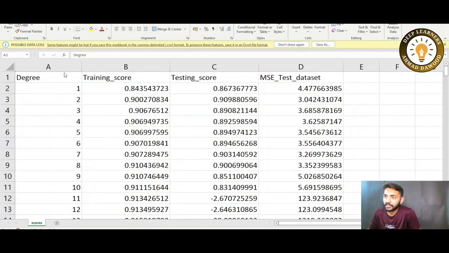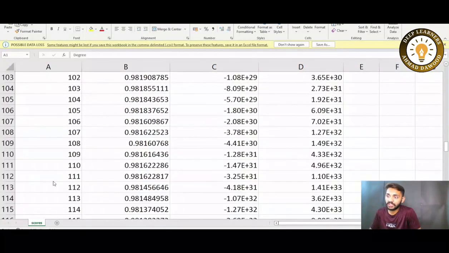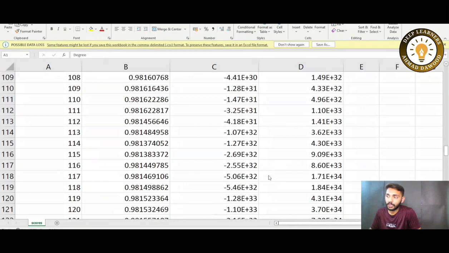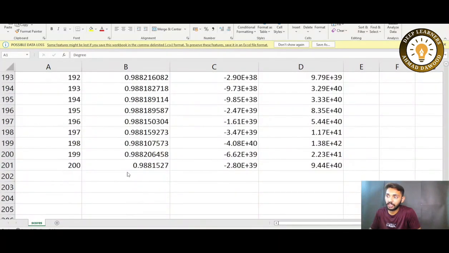Now here you can see as your degree increases, your score on training data points will increase, score on testing data points will decrease, and mean square error will also increase. As you go down, you will see that your score on training data points becomes 0.98, the score on the test data points becomes less than 0, and the mean square error becomes very high. As you go down, your score keeps on increasing on training data points, the score on test data points keeps on decreasing, and your error on test data points is increasing.